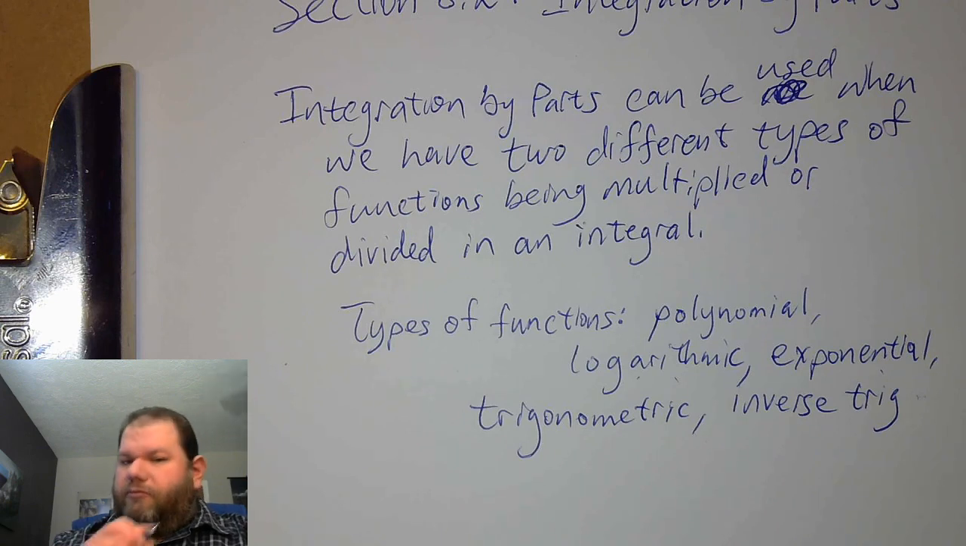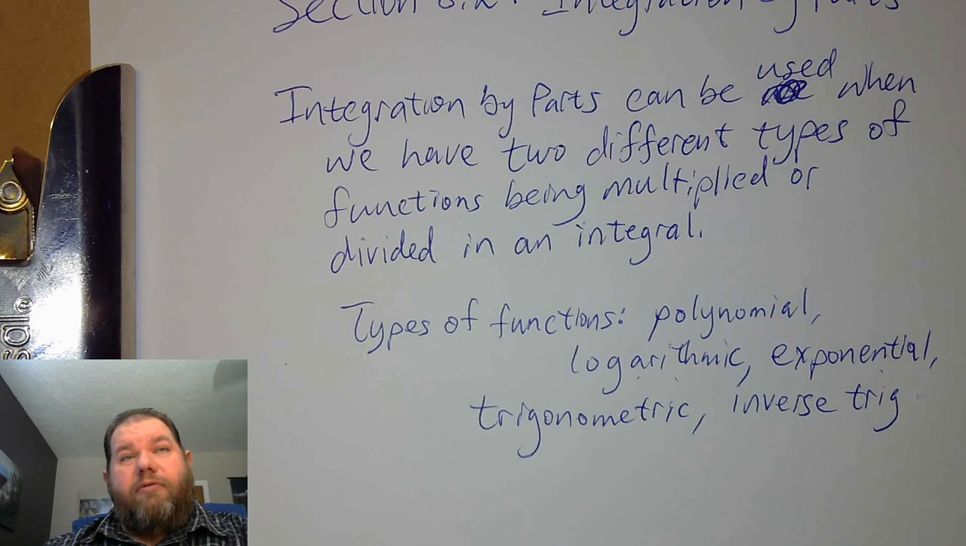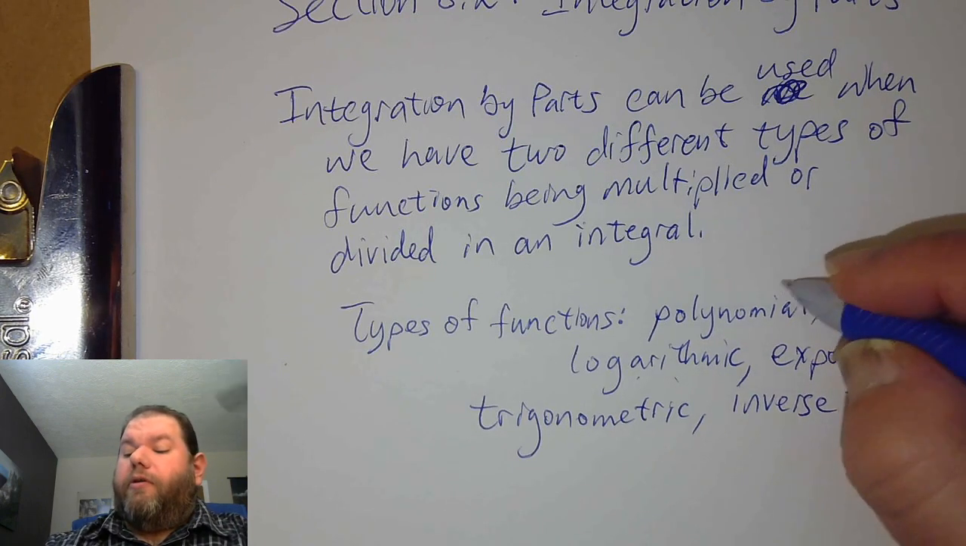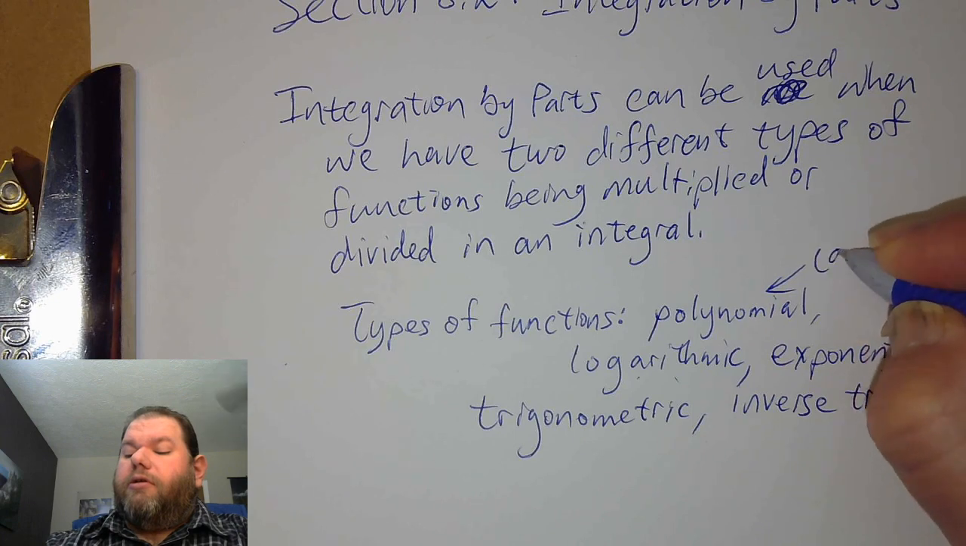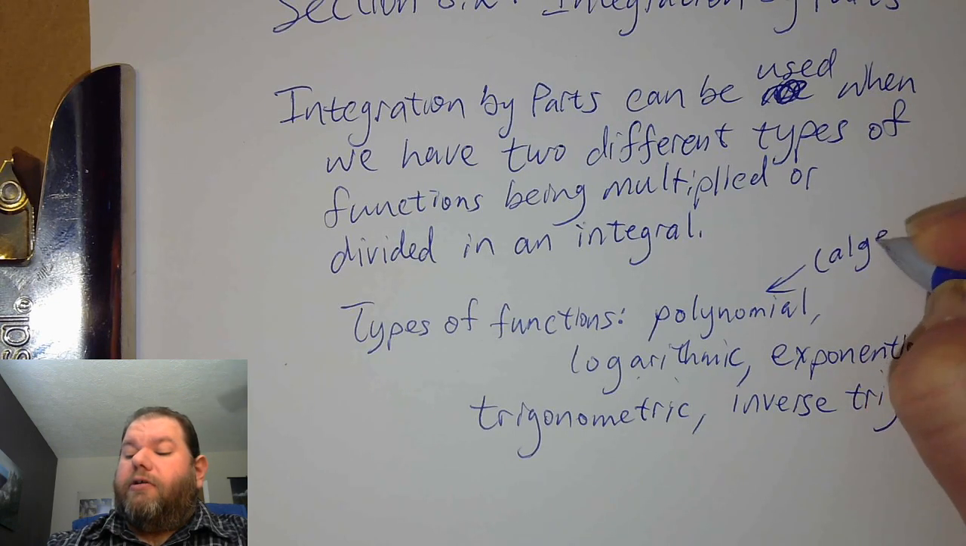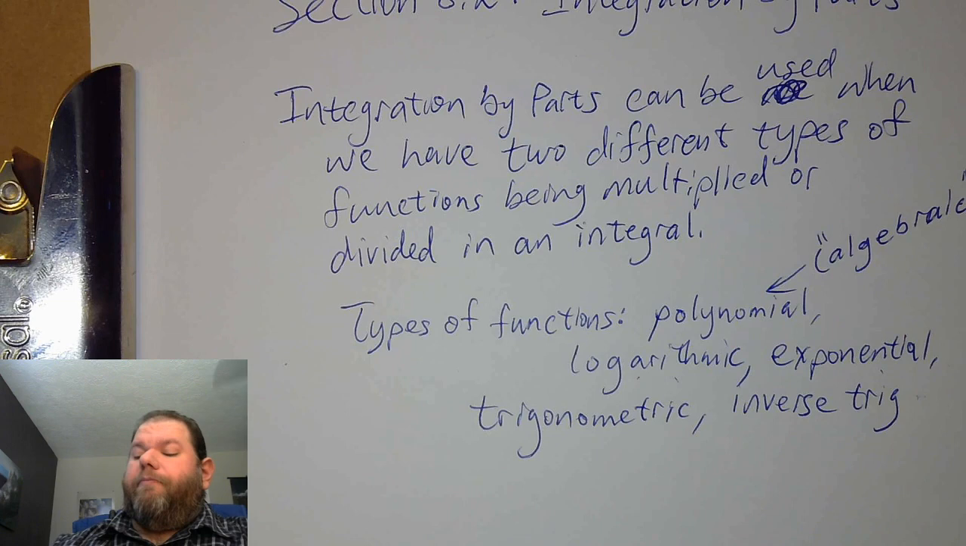Now, that's actually a good point. I wanted to bring it up. Instead of polynomial, it might be better to say what we call algebraic functions, which would then incorporate square roots into the list. So algebraic is probably a more accurate term instead of polynomial.